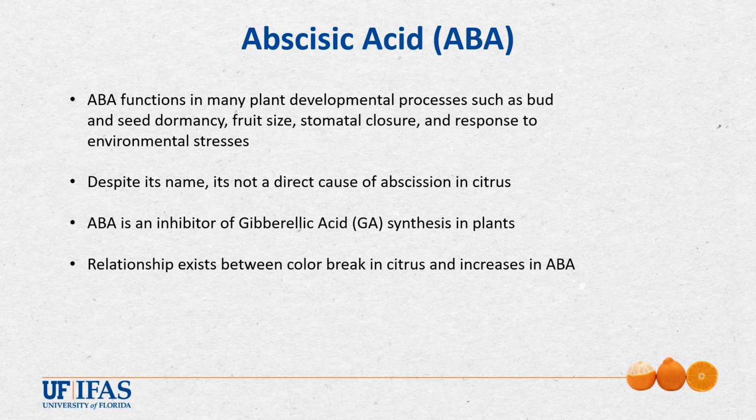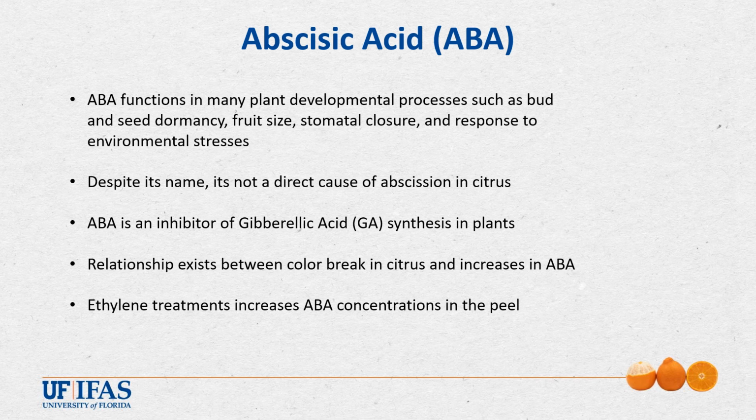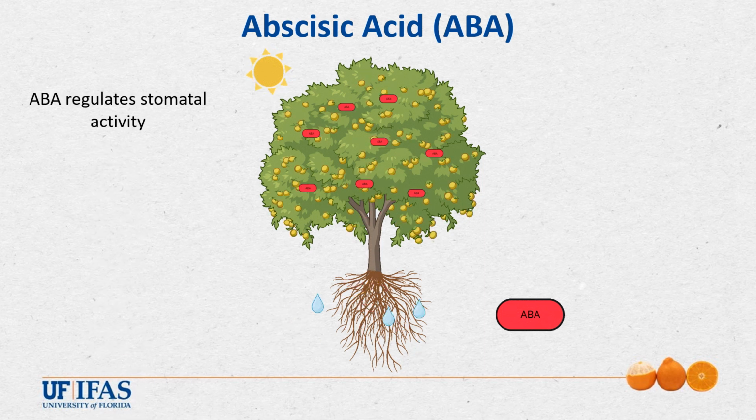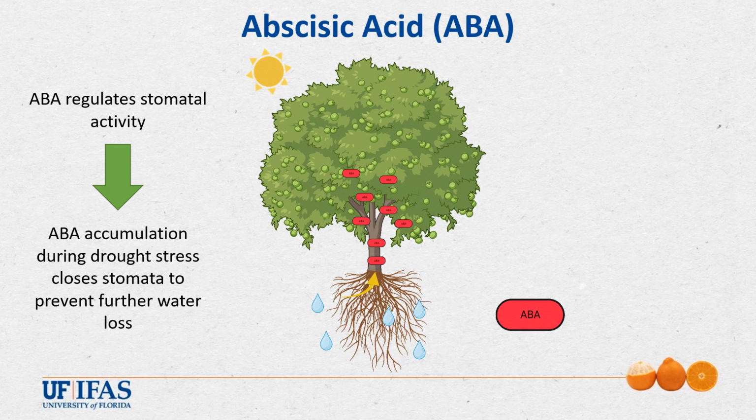We also know that a relationship exists between color break in citrus and increases in ABA. Ethylene treatment, which we know induces abscission, has been shown to increase the ABA concentrations in citrus peel. Another mechanism that drives the accumulation of ABA is drought stress. Since ABA regulates stomatal closure, ABA accumulation during drought stress is a defense mechanism to close the stomata in order to reduce further water loss.